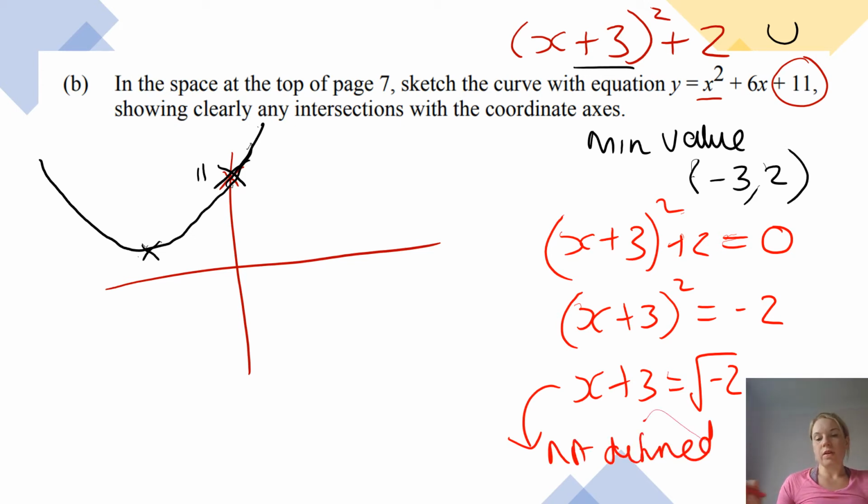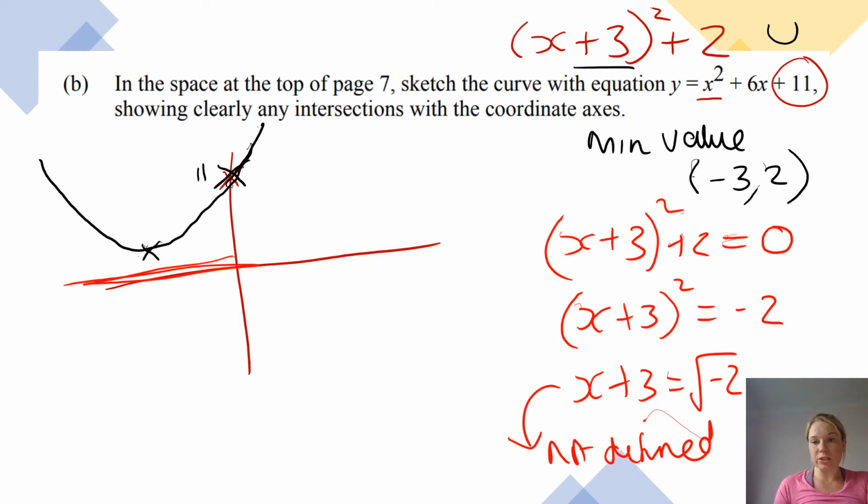Therefore, it basically just doesn't go through this line here. When you actually sketch it out, you can see that there's only 2 points that show any intersection with the coordinate axis. With the coordinate axis, the only intersection is actually there, and the minimum point you've already found. Okay, so that's really understanding quadratics.